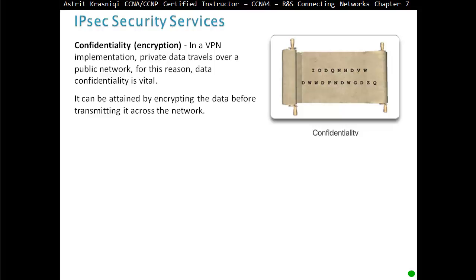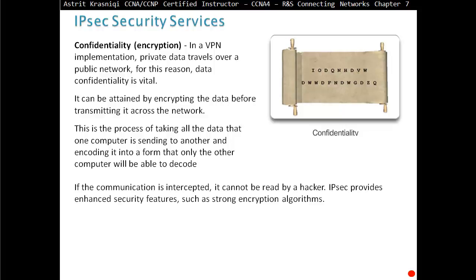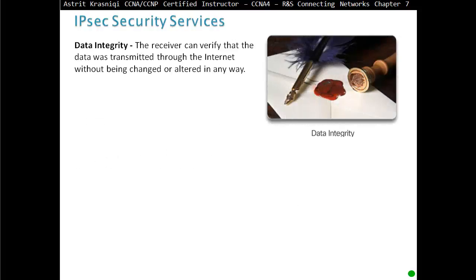It can be attained by encrypting the data before transmitting it across the network. This is the process of taking all the data that one computer is sending to another and encoding it in a form that only the other computer will be able to decode. If the communication is intercepted, it cannot be read by an attacker, hopefully. If our encryption is good, then they shouldn't be able to decrypt it. IPsec provides enhanced security features, such as strong encryption algorithms.